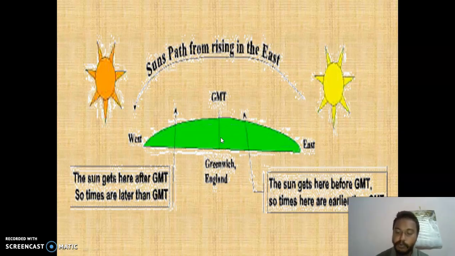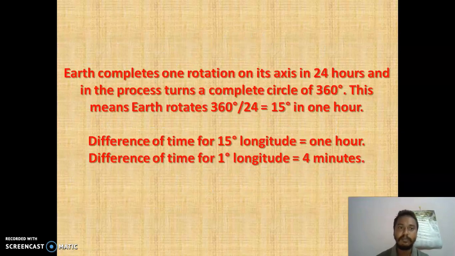Now we'll do a calculation and see. Longitude, I said, is 180 degrees this side and 180 degrees this side, right? So in total how much? 360. How many hours do we have in a day? 24 hours. So if we divide 360 by 24 hours, we find what? Equal to 15 degrees. That means whenever from Greenwich Mean Time, the prime meridian at Greenwich, you go 15 degrees.